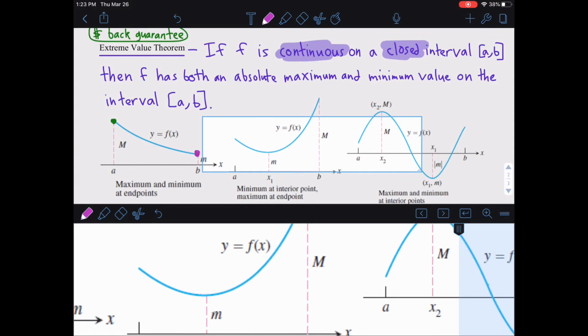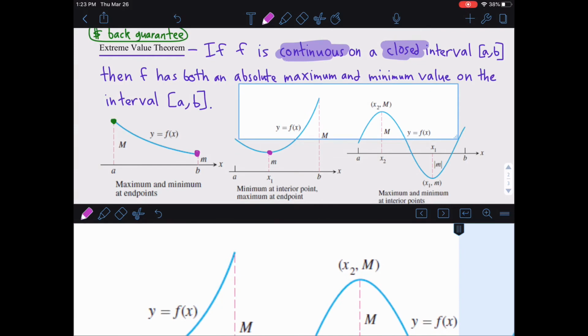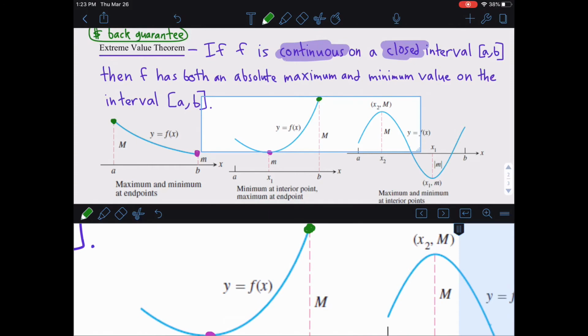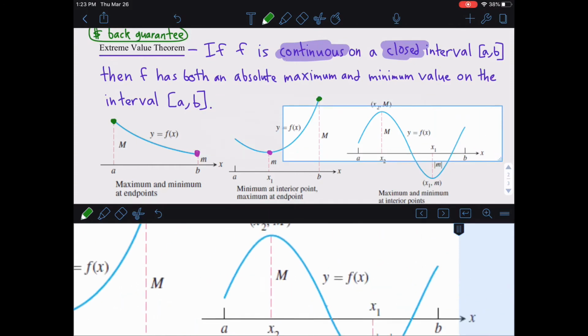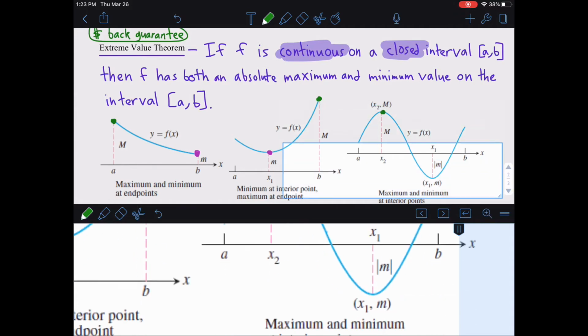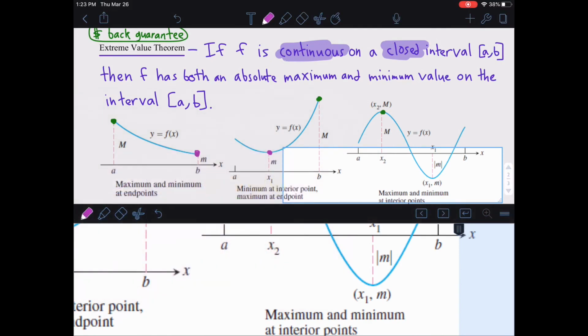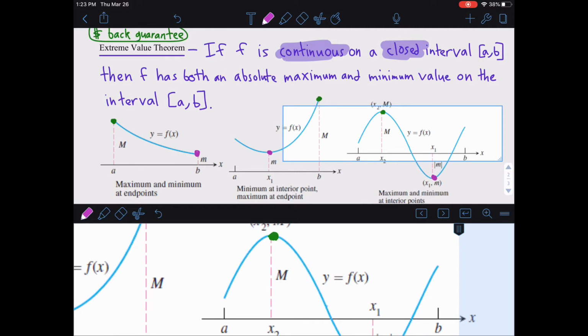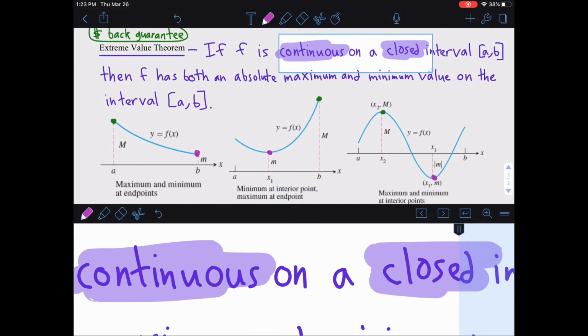Or it could look something like this, where we have the minimum somewhere in the middle of the interval, and then the maximum could be either of the endpoints. You could flip this picture around and it would still have an absolute max and min. Or it could look something like this, where the absolute max and min are both somewhere in the middle of the interval. But again, all this does is guarantee a max and min if you meet both of these requirements: continuous on a closed interval.